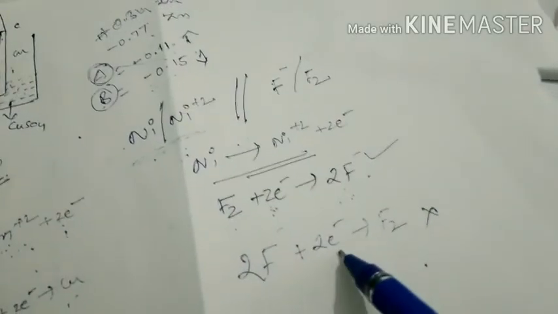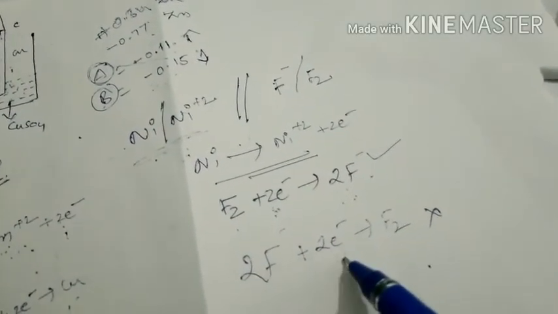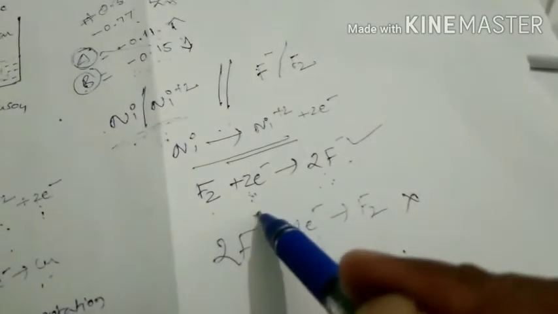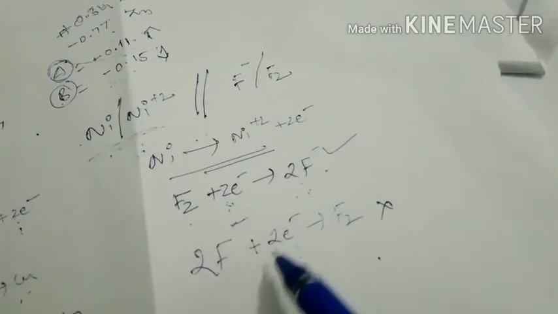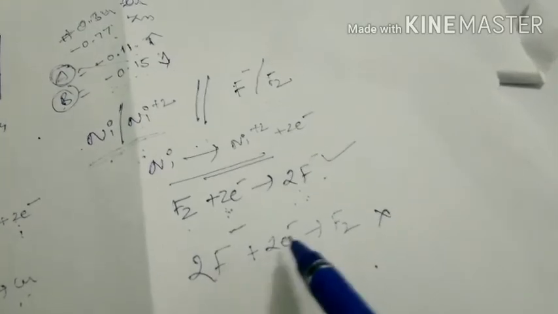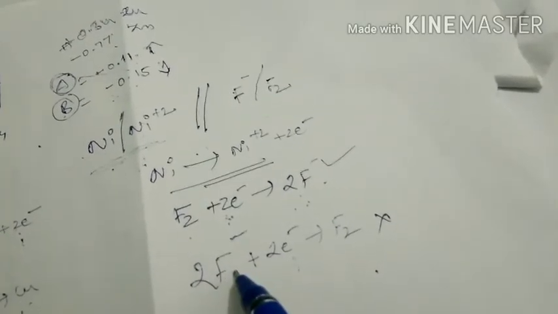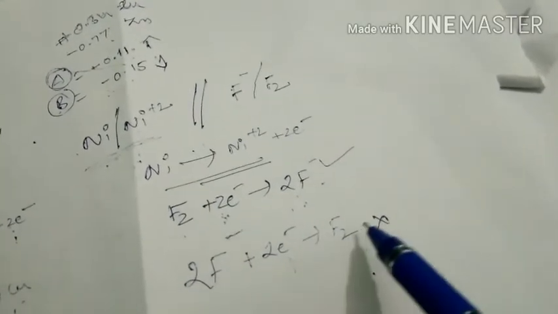Here also this reaction indicates gaining of electrons, but this will be wrong because here there is a negative charge, here a negative charge. So we cannot add electrons to negative species. That is why this will be wrong.